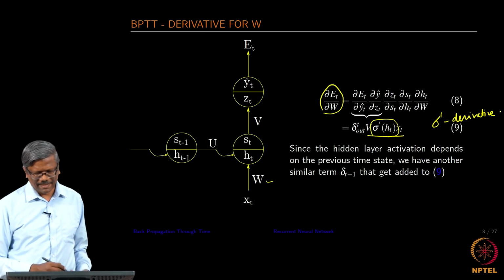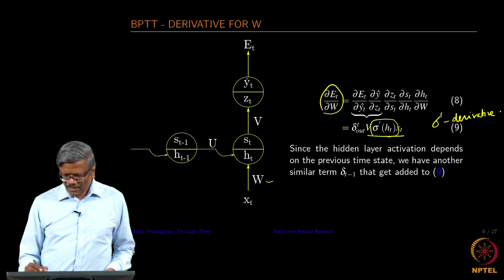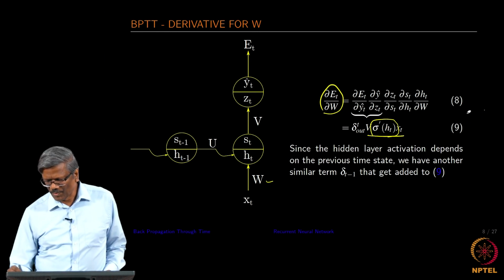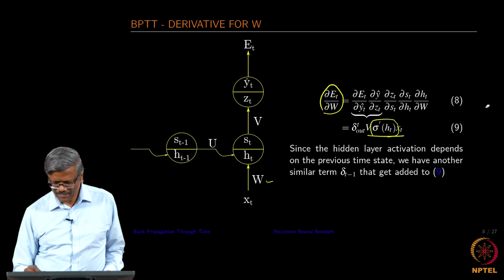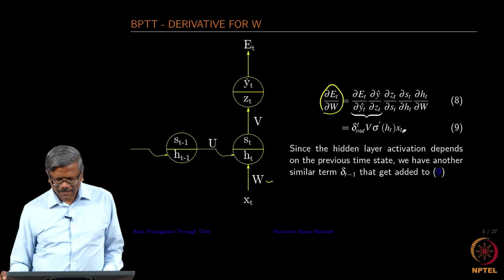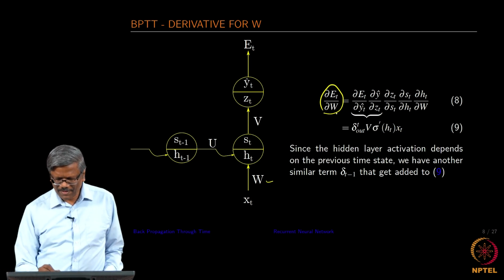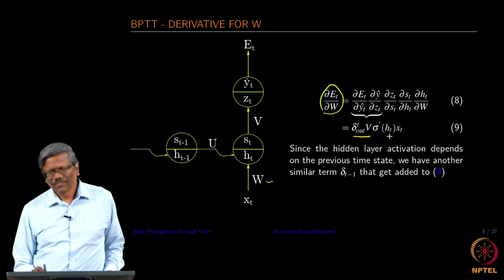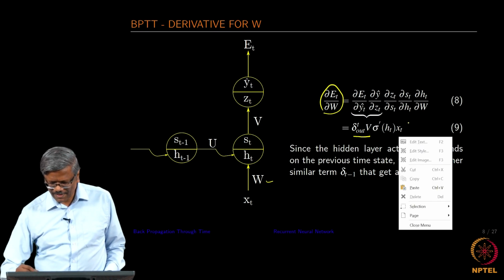Okay, I am just leaving it as is. So, you can actually expand this when you want to write your computer application using it. Okay. So, ∂E_t/∂W is obtained using the chain rule, and then the value would be delta_t out V sigma dash of h_t and x_t. The x_t comes from here.